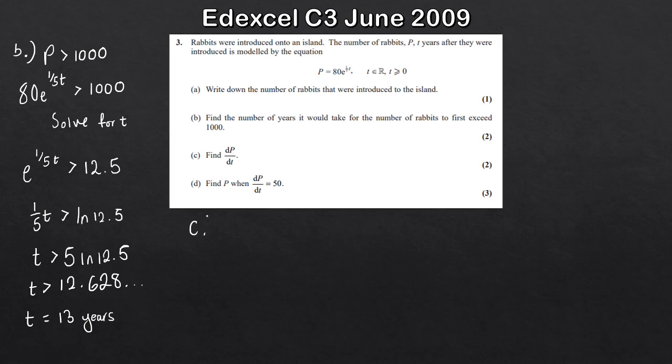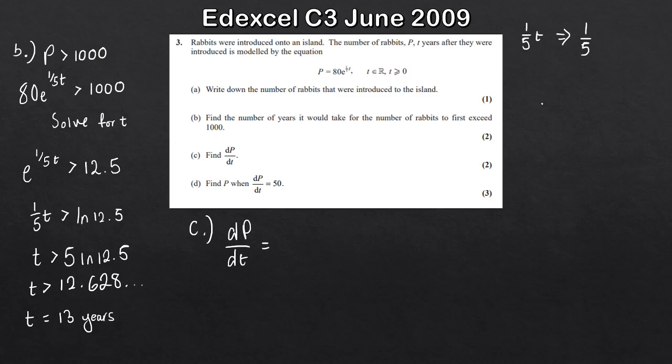Part C then, not really anything to do with modelling, just a pretty standard differentiation question. We want to find dp by dt. So this is the rate of change of the population with regards to time here. Well, this is really easy to differentiate. If p is equal to 80e to the 1 over 5t, what we do first is we look at the 1 over 5t and what the derivative of that would be with respect to t. So that would just be a fifth.